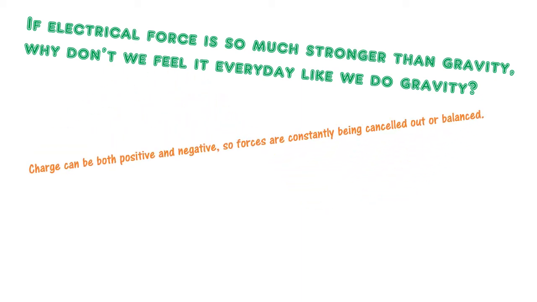One is that charge can be both positive and negative, so forces are constantly being canceled out and balanced. Think about a closed object, like our net charge. Our net charge inside of a box often has about the same number of protons as electrons, and so the forces tend to cancel out. Since electrons are always being attracted to protons, they tend to clump together, and your net charge is zero. So the electrical force is typically close to zero.